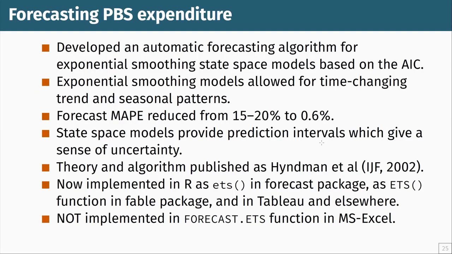So we developed this model to be completely automatic, to adapt to changes in seasonality, level shifts and changes in trend, so that it could be run automatically, so that whoever was doing it in the Department of Health didn't need to know what was going on. They could just run this as a black box. And it reduced the mean absolute percentage error from nearly 20% down to 0.6%. So instead of being out by $800 million, it was out by around $10 to $20 million. Gave them prediction intervals to get a sense of uncertainty.